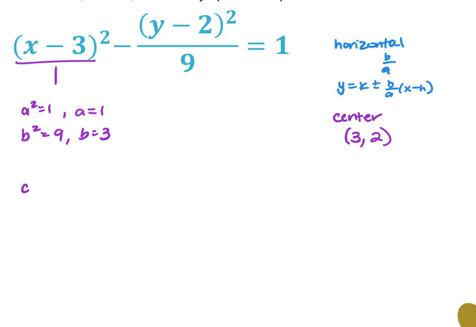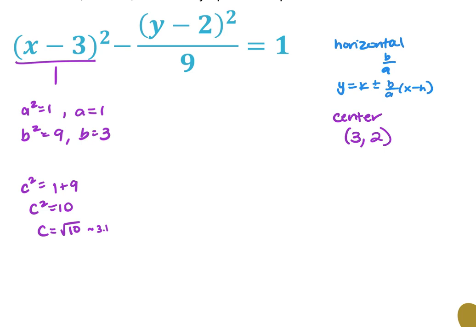C squared equals a squared plus b squared. So c squared equals 10. And c equals the square root of 10. It can't be simplified. We have to approximate it for when we graph it. It's just a smidge bigger than root 9. So this would be like a 3.1 or 3.2. Again, you're just approximating to graph.